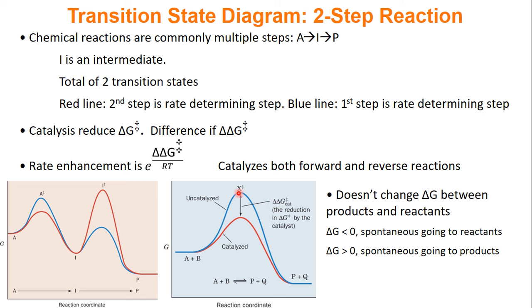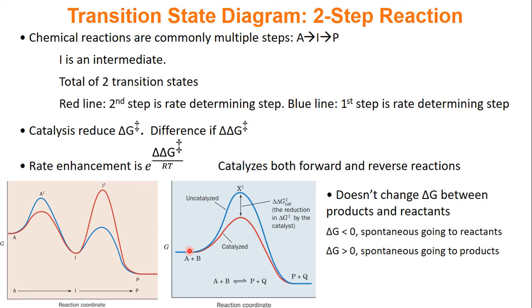And so what happens with a catalyst is that you lower this activation barrier, and that makes this reaction go faster. We can calculate how many times faster using this equation, e to the delta G double dagger divided by RT. But importantly also, the thermodynamics, that is the favorability of a reaction, the equilibrium of a reaction, does not change with a catalyst.